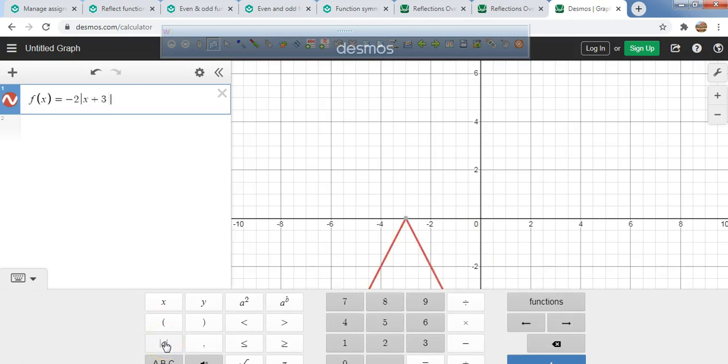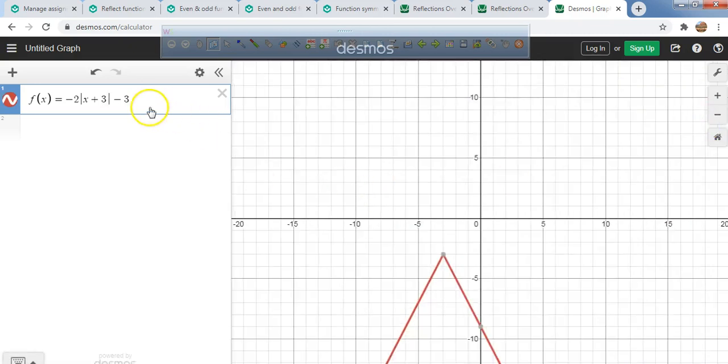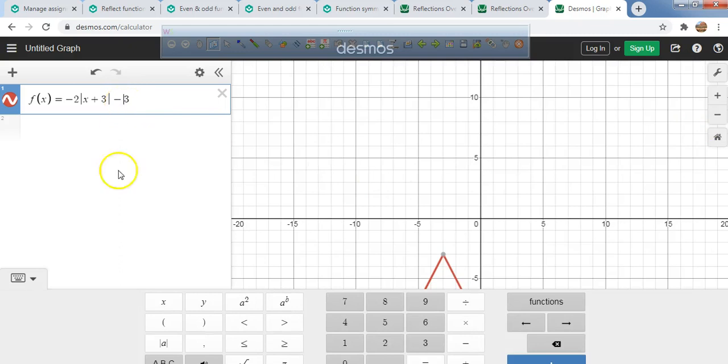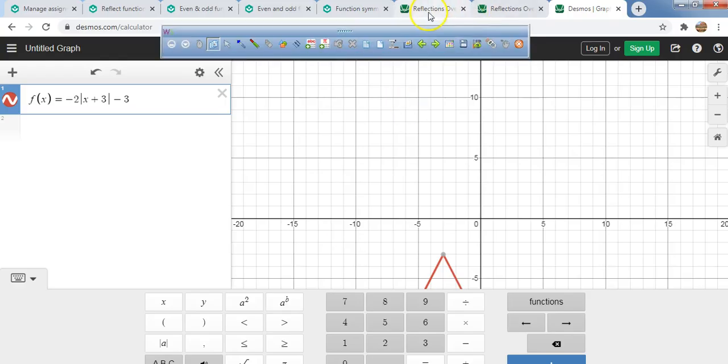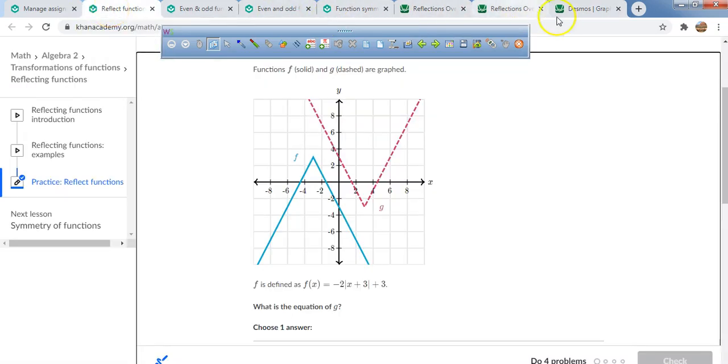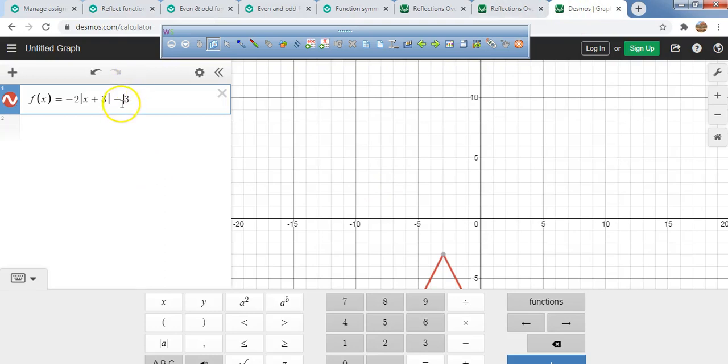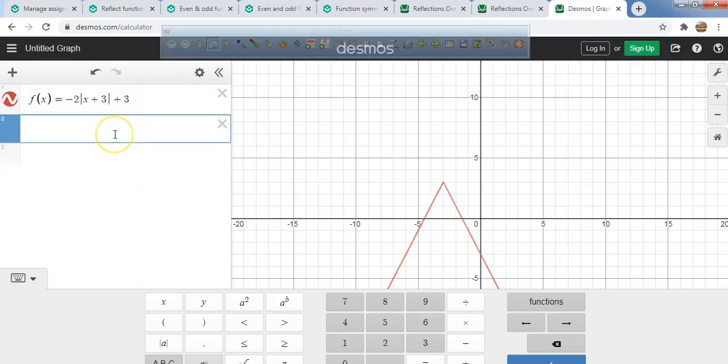And I think it was -3. I'm just going to make sure to zoom out. Or was it +3? Oh, maybe it was +3. Let me look real quick. Yeah, it was +3. All right, so if I wanted to just reflect it across the y-axis, here's what I would do.